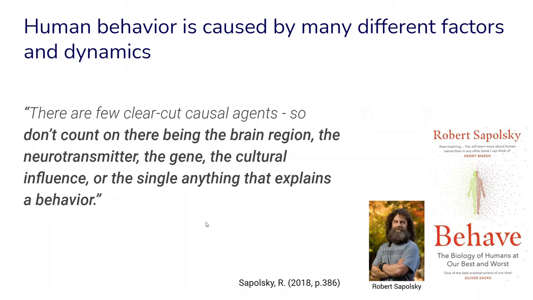Here's a quote by behavioral biologist Robert Sapolsky that summarizes this fact. He says, there are few clear-cut causal agents, so don't count on there being the brain region, the neurotransmitter, the gene, the cultural influence, or the single anything that explains a behavior. So he is saying that often we like to look for one particular causal factor that helps us finally explain something, but in reality we have to look at several of these and put them all together in one explanation of behavior.